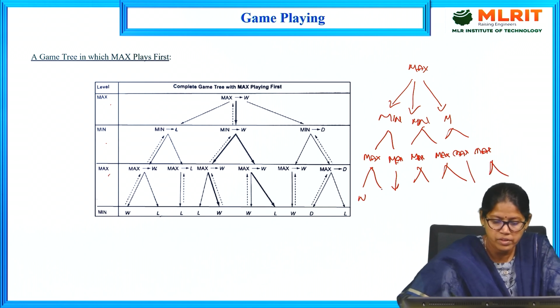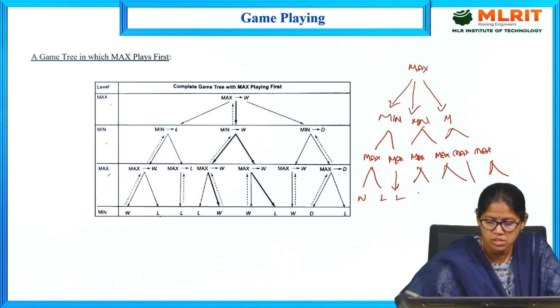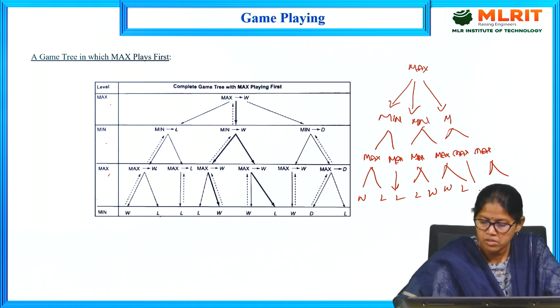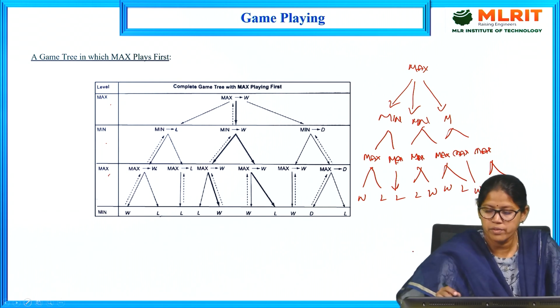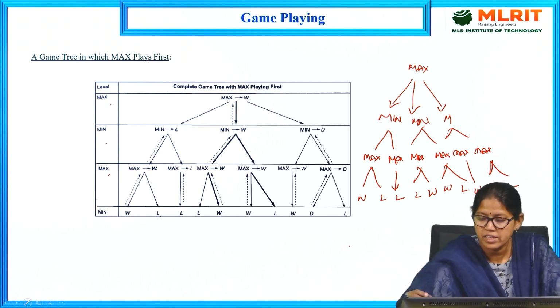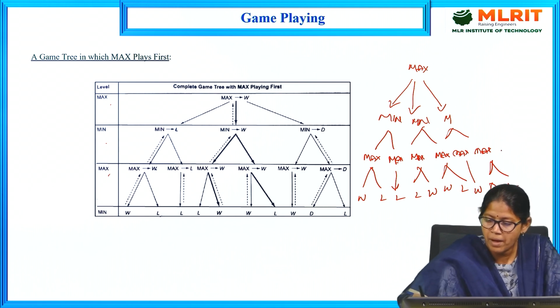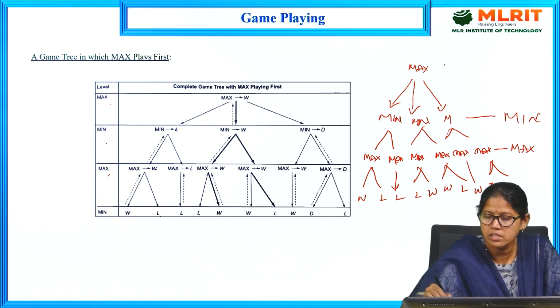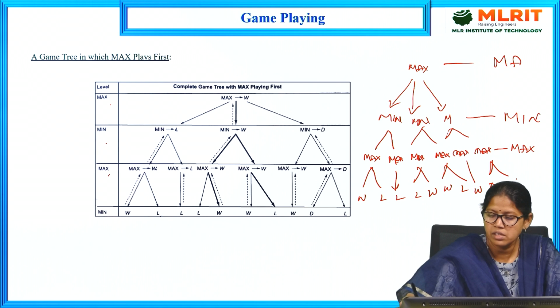Let's understand. Win, loss, loss, loss. The same game tree I have redrawn here: win, win, loss, win, draw, loss. Okay, let's check how it will be. So first it will start with the root node, back propagating. It will backtrack and label the max node at the root level. So at a max point, this one is a max and this one is a min and this one is again max. At the terminal level it is min.